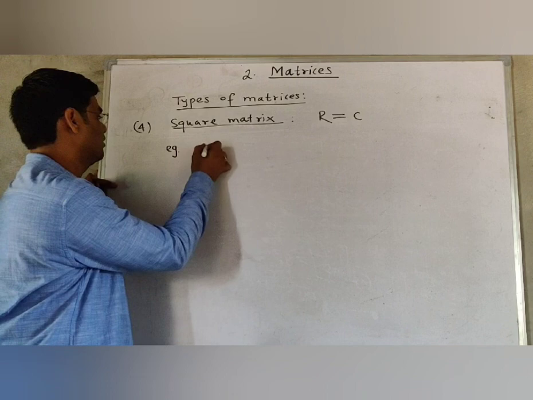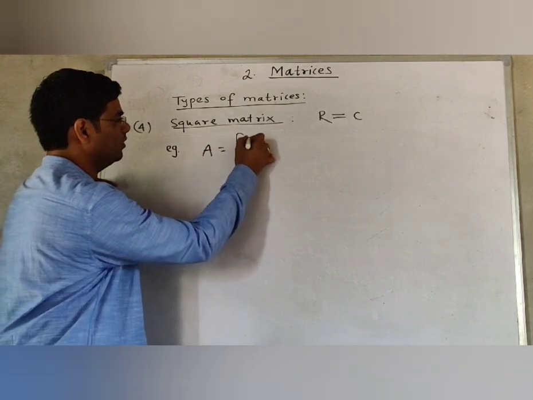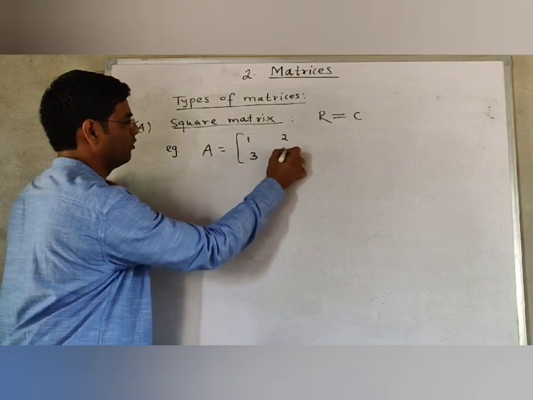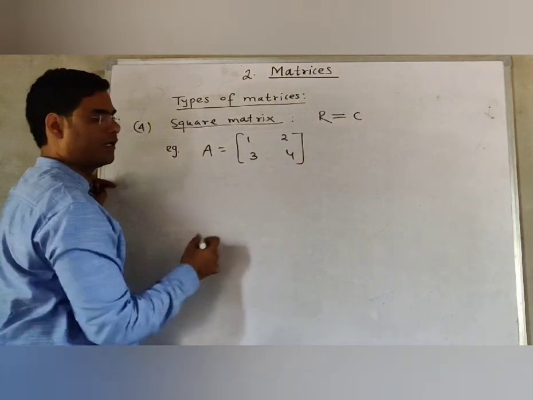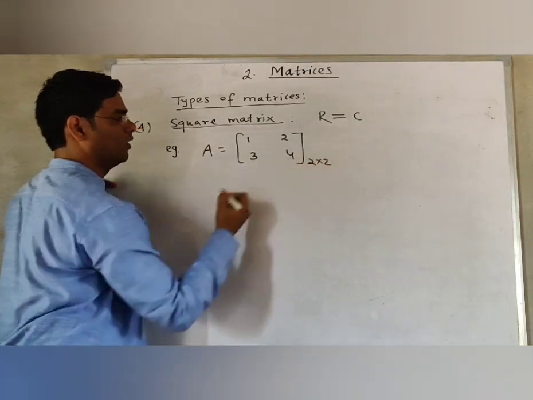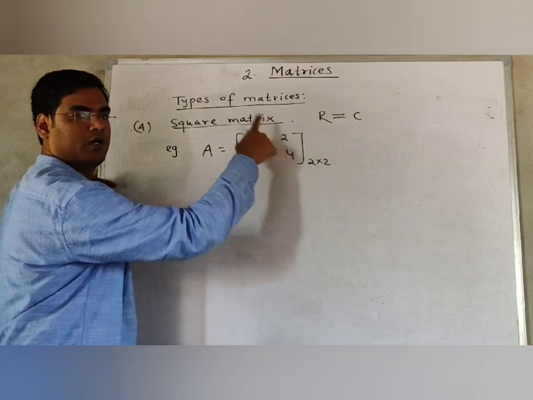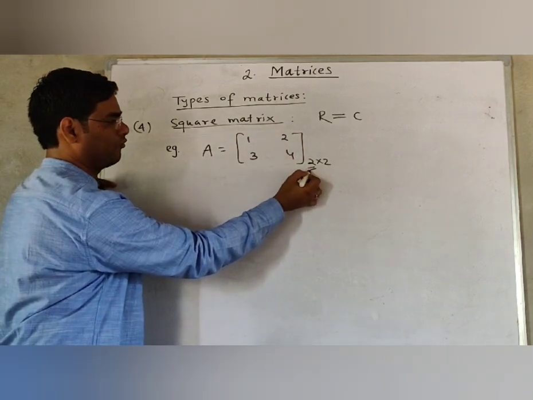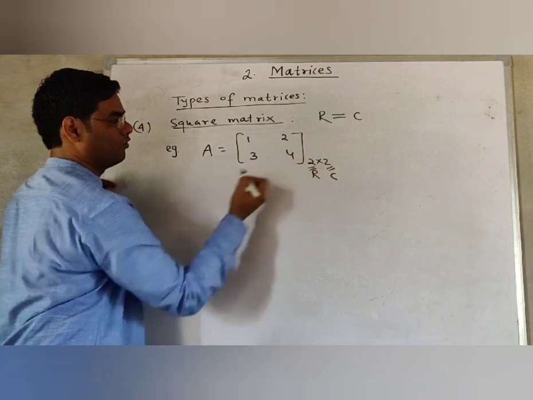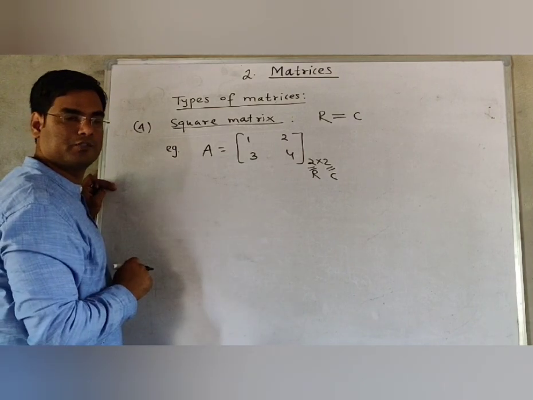For example, A is a matrix containing the elements 1, 2, 3, 4. And the order of this matrix is 2 by 2. 2 by 2 means it contains 2 rows and 2 columns. And here the number of rows is equal to the number of columns. Therefore this is an example of a square matrix.